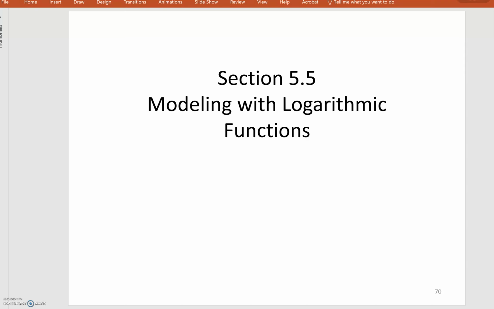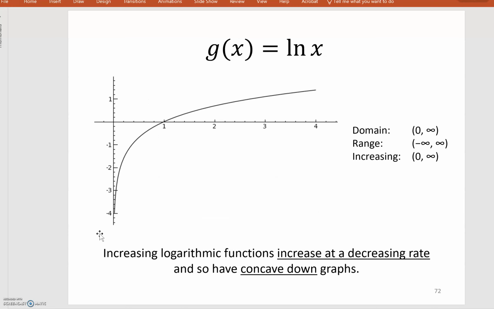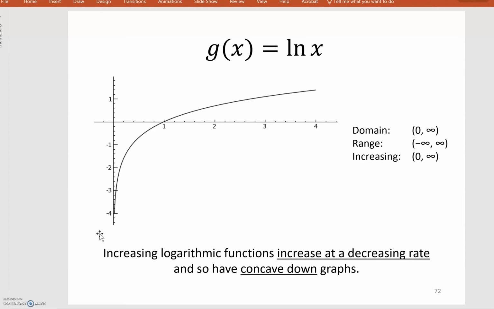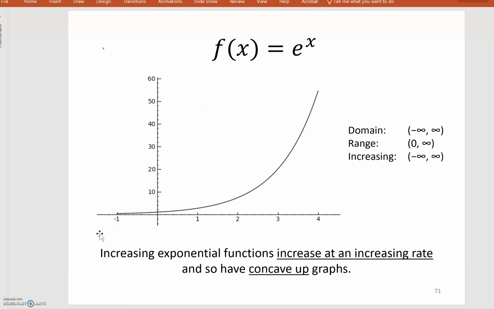Section 5.5, Modeling with Logarithmic Functions. So let's begin by looking at some graphs. We're going to look at the graph of f of x equals e to the x and the graph of g of x equals ln of x. And the reason why we're looking at these two graphs is that they are inverse functions of one another.